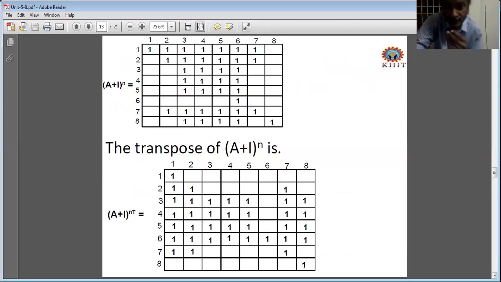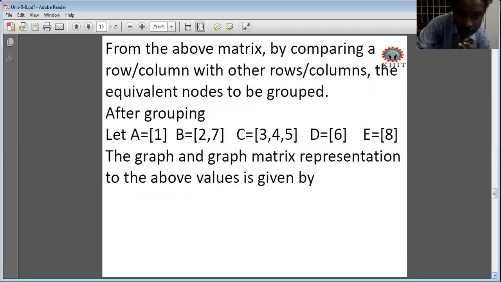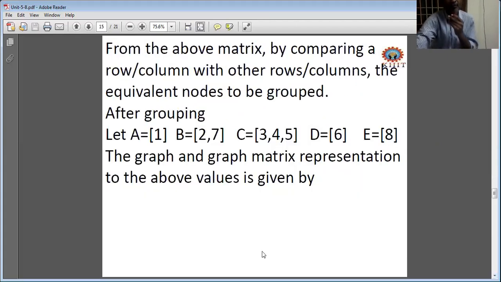Then next here it is 7. Already 2 7 entry is there. Here 7 2 entry is there. Here again 2 7 entry is there. Don't take that. And last 8 8 is 1. That means what we are taking here means the equivalent nodes to be grouped.